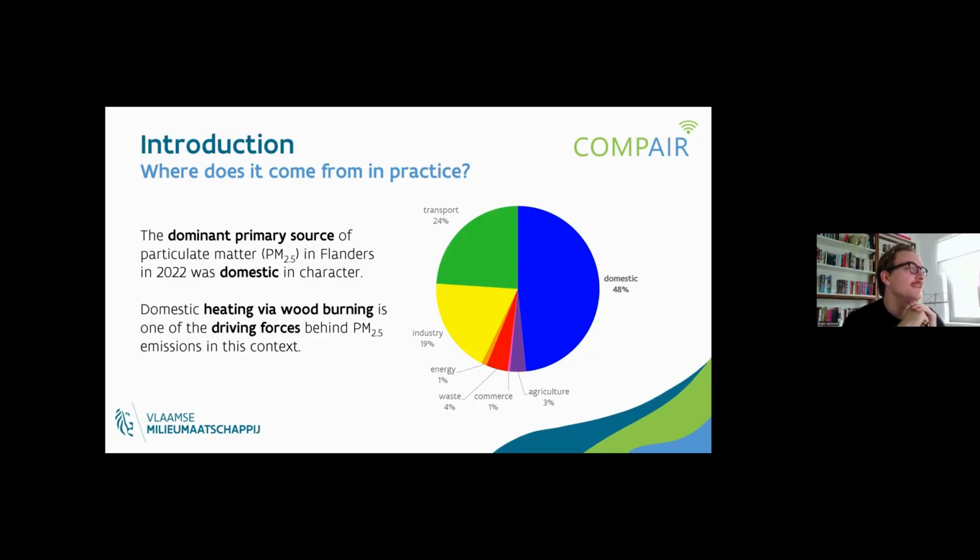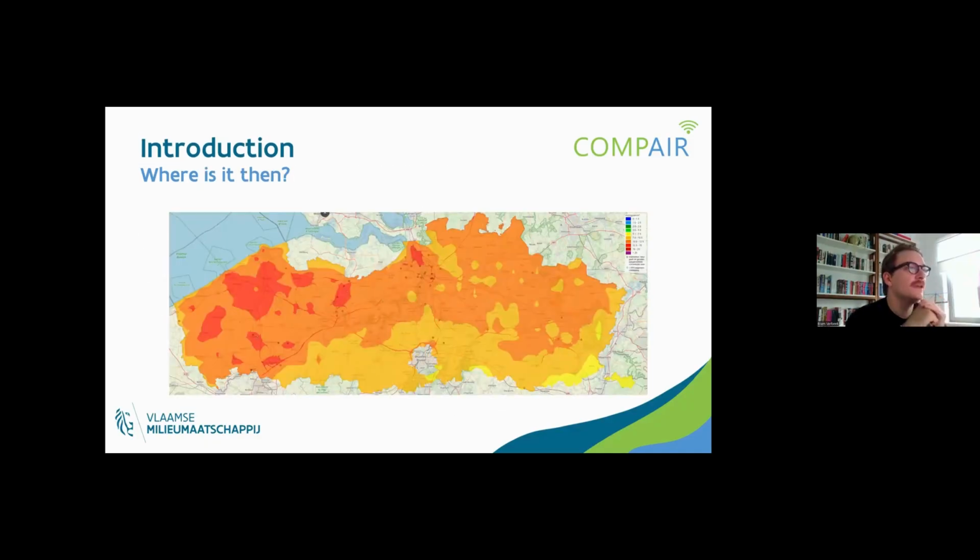And in particular, the driving force in this context is domestic heating via wood burning. This is by far the primary source within Flanders, emissions-wise. So if this is the primary source, and we go to the VMM website, where you can find this nice model map of Flanders, you take a screenshot of some random point, you see, okay, this is the distribution of PM, so you can estimate at each point more or less the concentration.